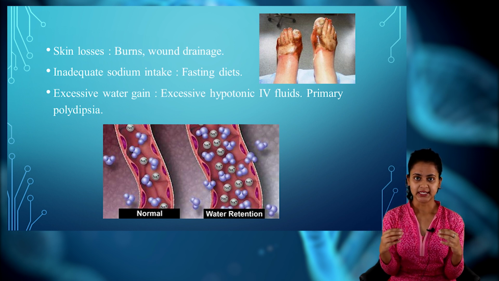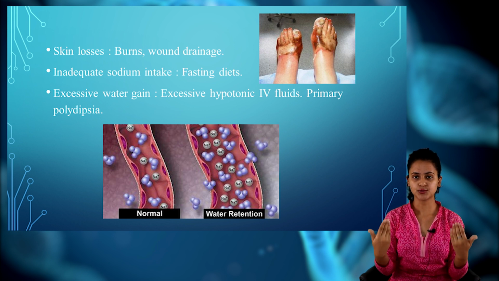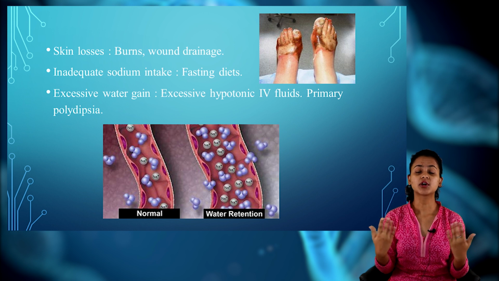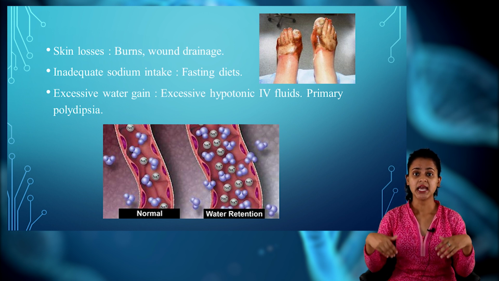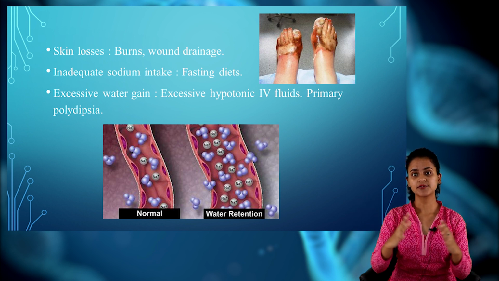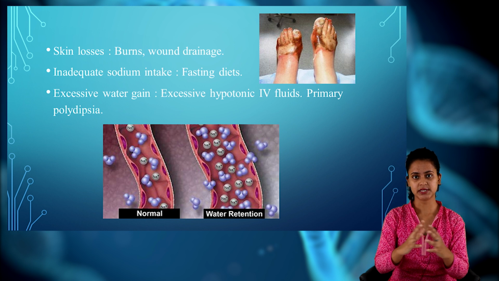Excessive water gain, if it occurs for a client through excessive hypotonic IV or intravenous fluid administration, or because of primary polydipsia related to certain disease conditions, if it is increasing the fluid volume in a client's body, definitely we are going to see the client present with associated hyponatremia.